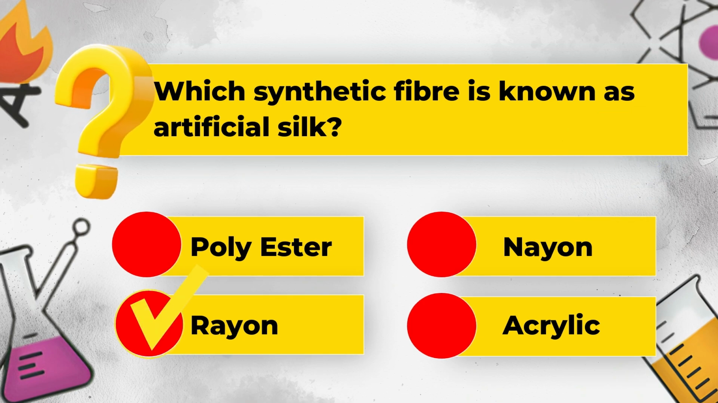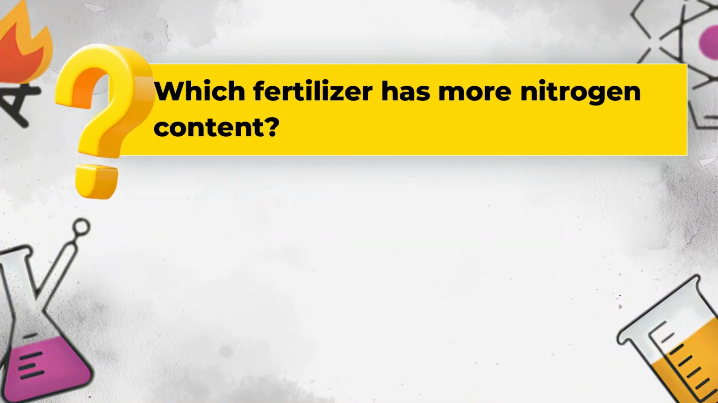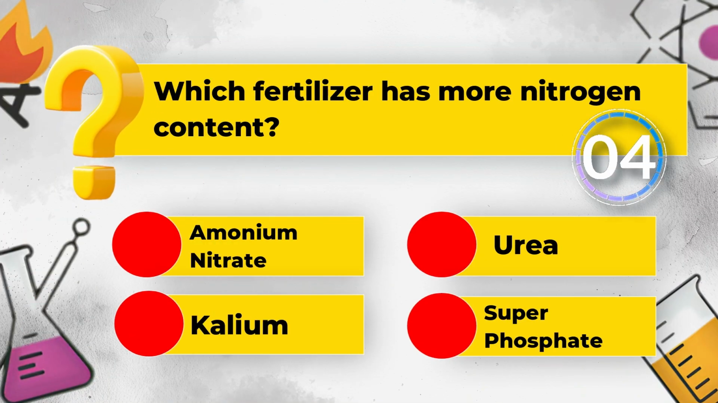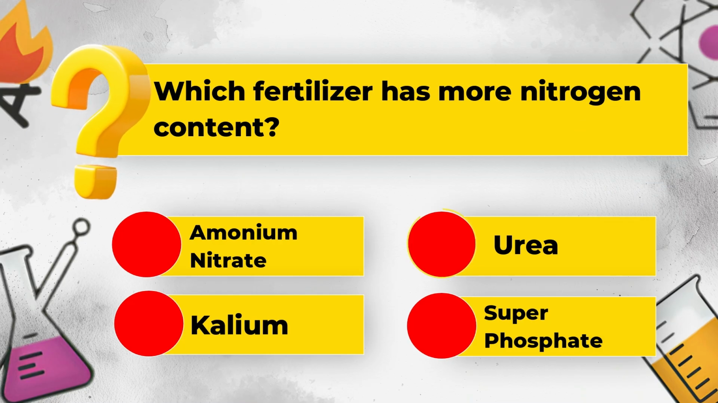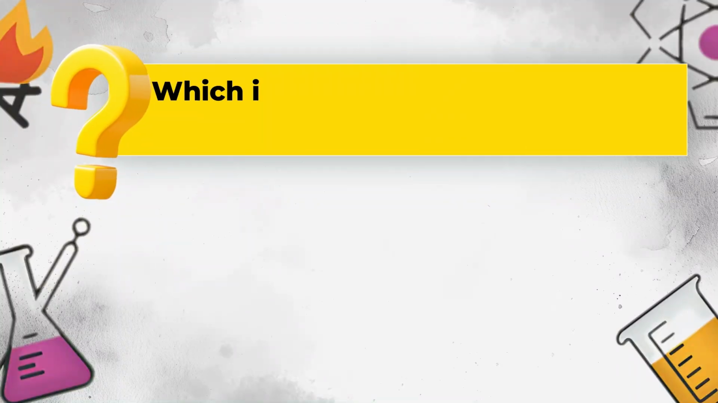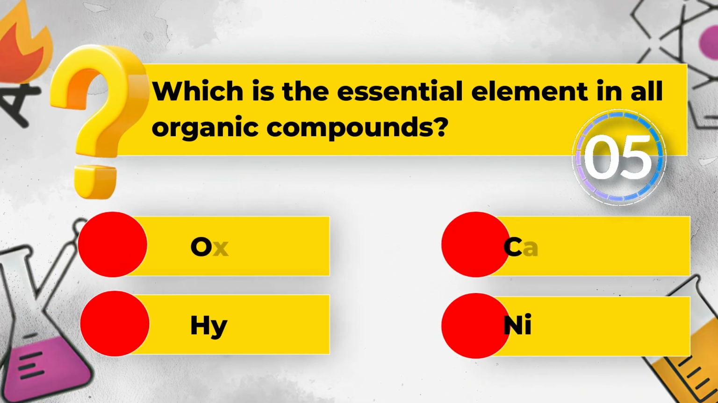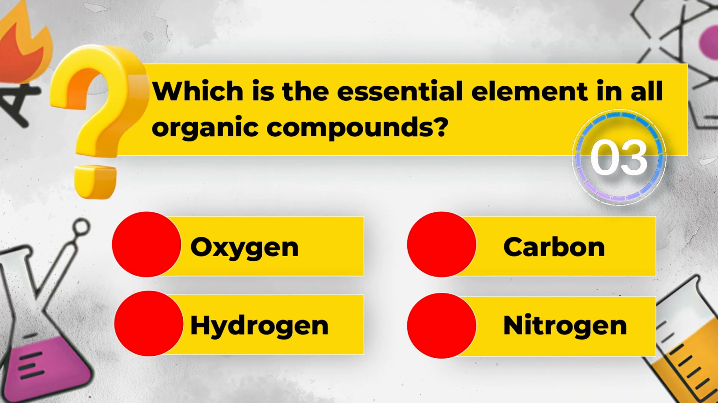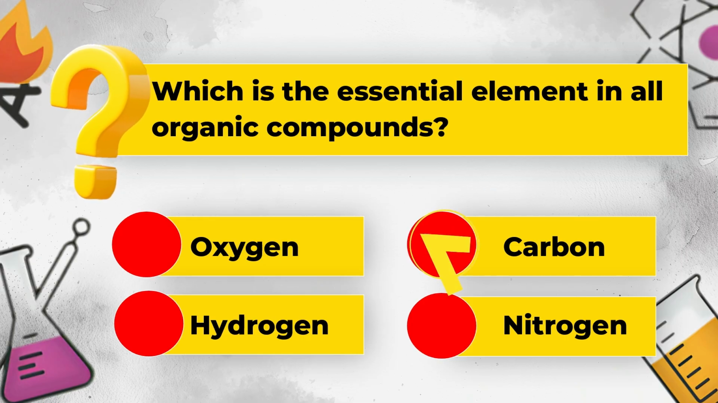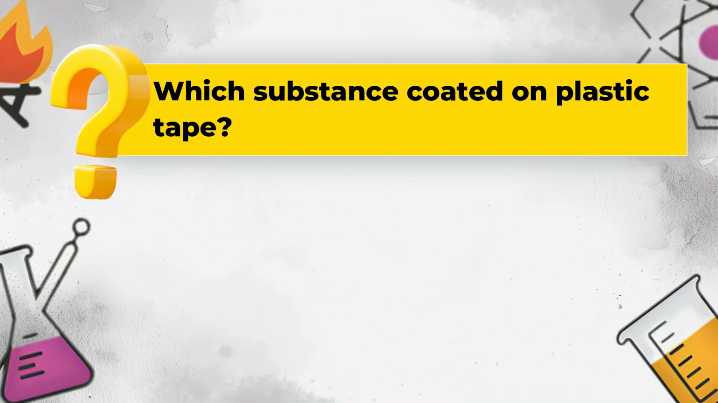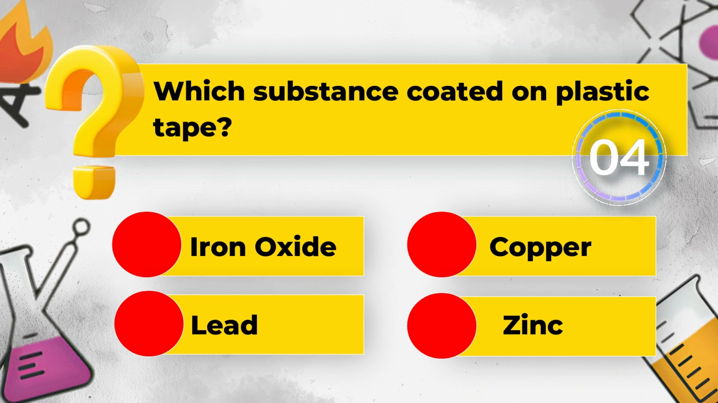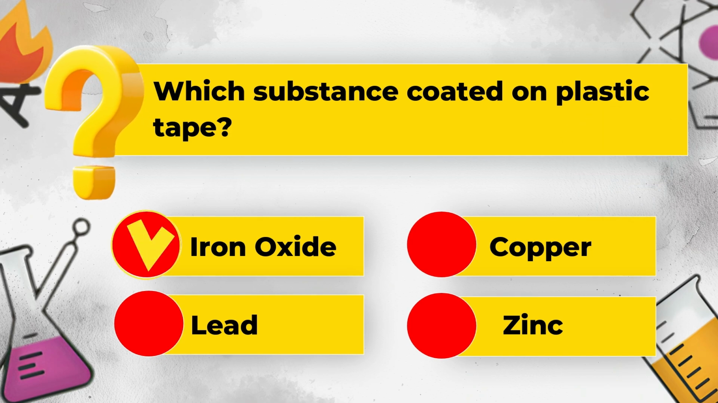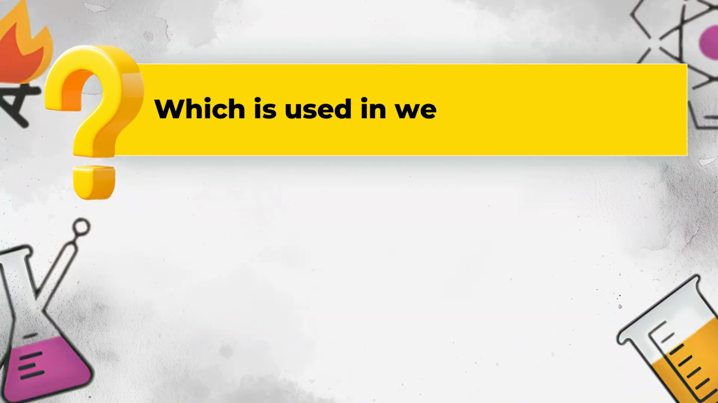Answer is rayon. Which fertilizer has more nitrogen content? Answer is urea. Which is the essential element in all organic compounds? Answer is carbon. Which substance is coated on plastic tape? Answer is iron oxide. Which is used in welding industry?